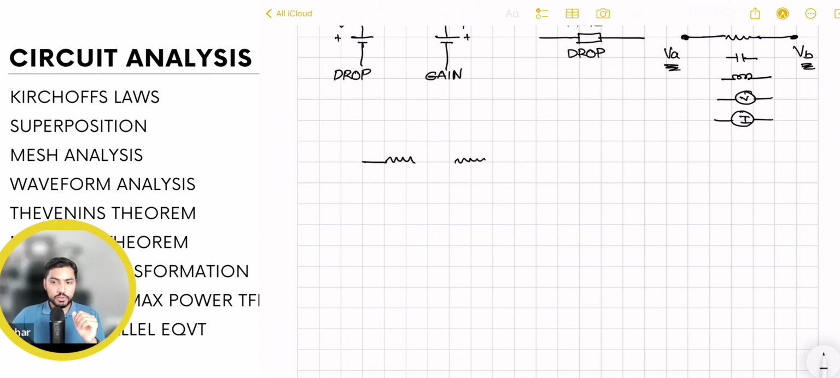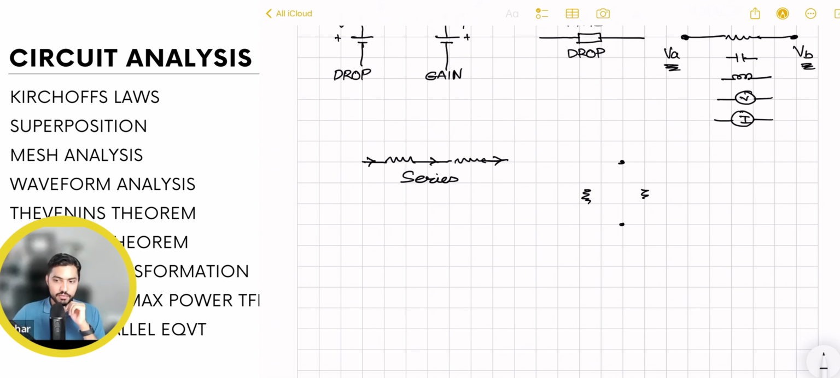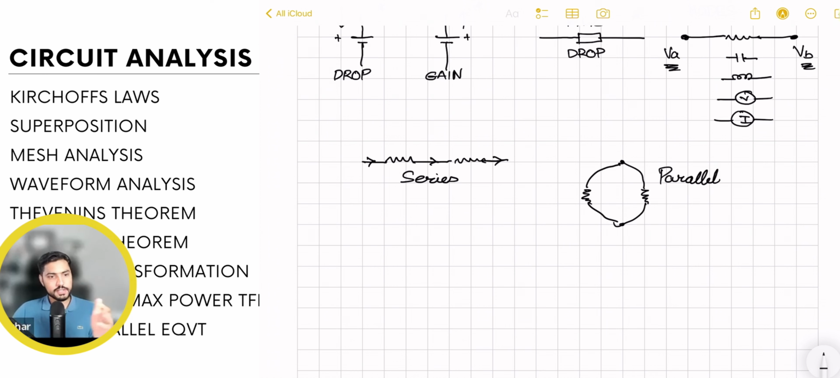Now, for two resistors to be in series, the same current must be flowing through them, okay? For two resistors to be in parallel, they should have identical nodes. The nodes have to be shared like this, okay? So this is a series parallel.